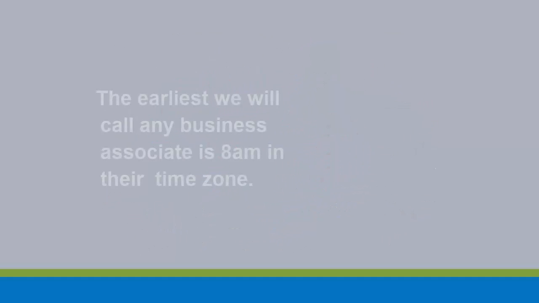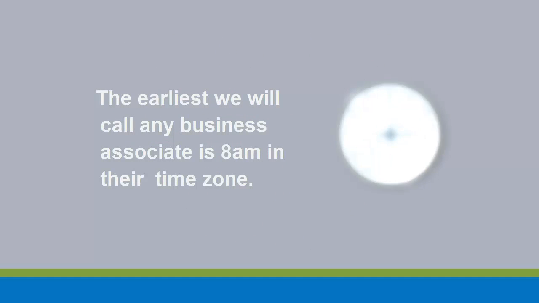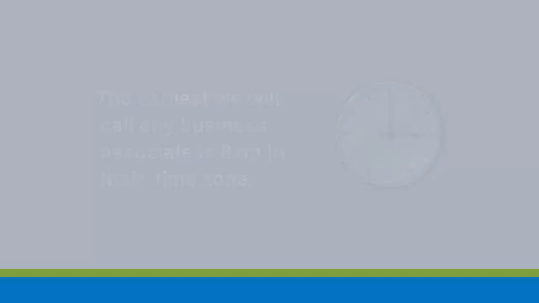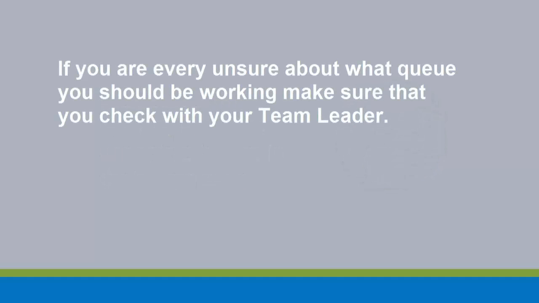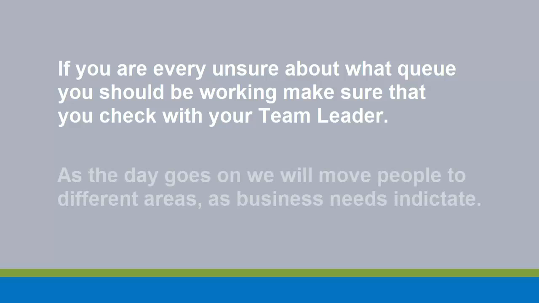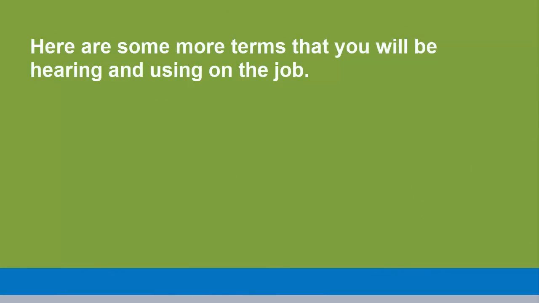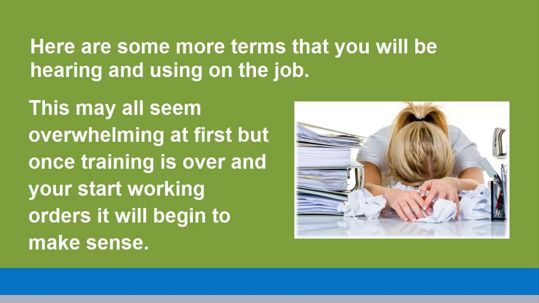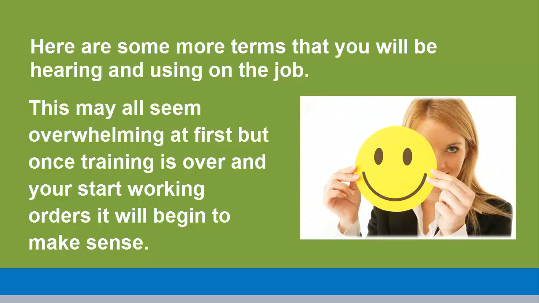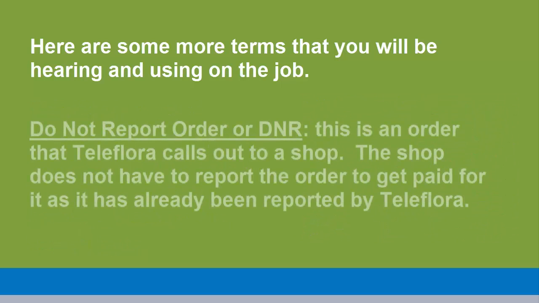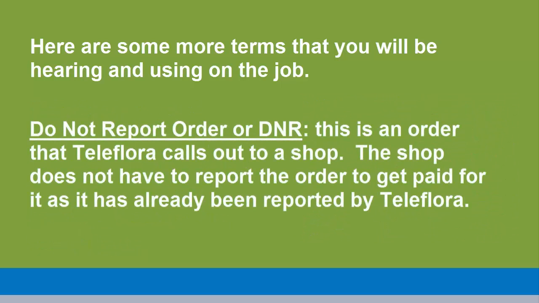The earliest we will call any business associate is 8 a.m. in their time zone. If you are ever unsure about what queue you should be working, make sure to check with your team leader. As the day goes on, we will move people to different areas as business needs indicate. Here are some more terms that you will be hearing and using on the job. This may all seem overwhelming at first, but once training is over and you start working orders, it will all begin to make sense.